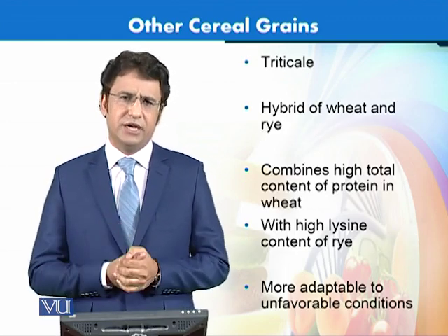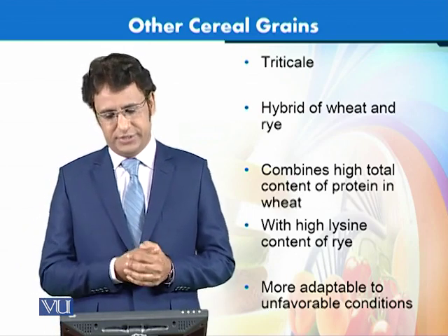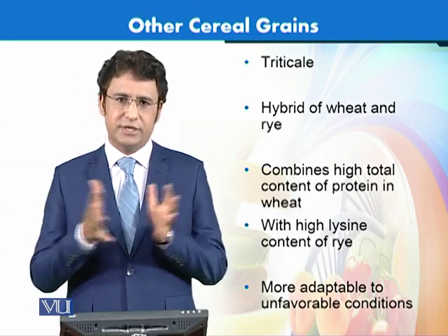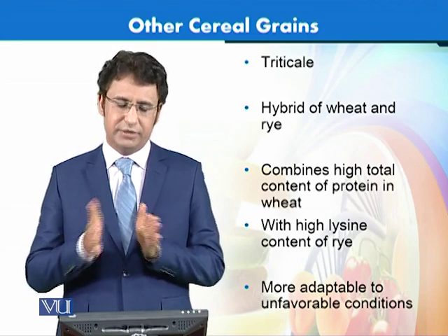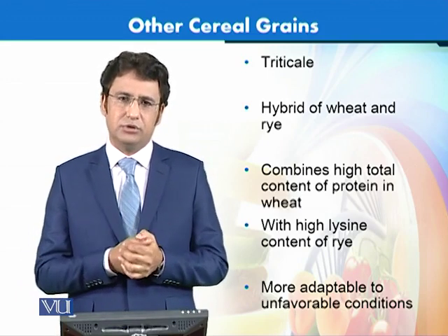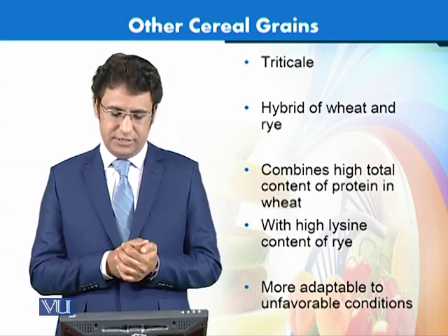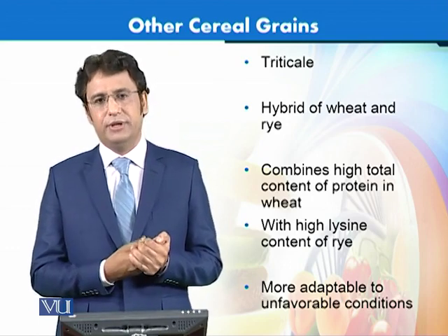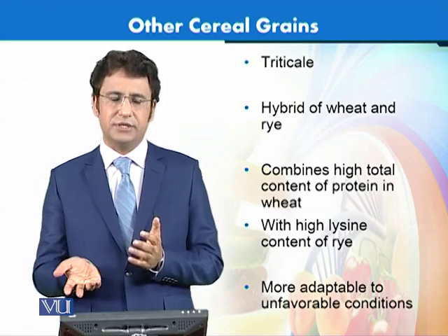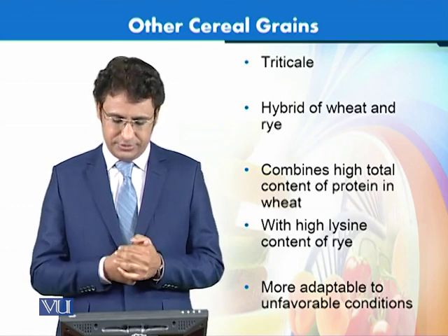Triticale is another important scientific development. This is a hybrid that was developed by scientists. It's a hybrid of wheat and rye, so they are basically 2 cereal crops mixed together to make one crop, that is triticale. It has high total protein content like wheat, and it also has the high lysine content of rye. Ideally speaking, this is a product with higher protein content. It is not deficient in lysine, as we have been saying that most of the other cereals are deficient in lysine amino acid.